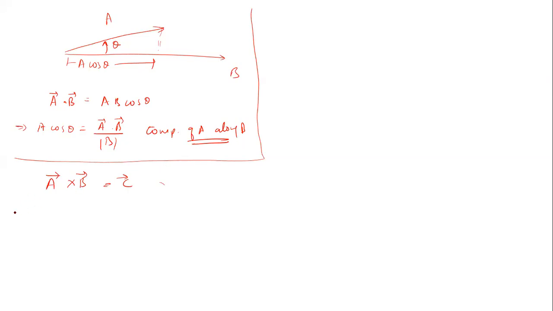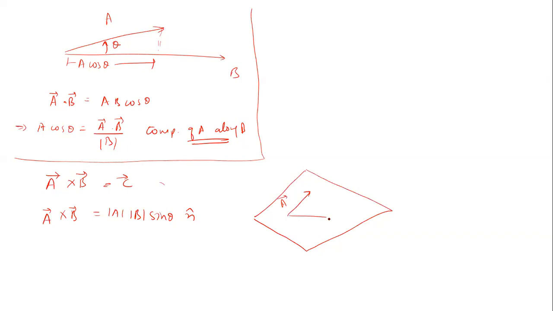So how to find the cross product? First of all, the value of cross product: a cross b must be equal to mod A, mod B, sine theta n cap. n cap is the direction of A cross B. So how to find the direction? Assume this is a plane, and we have two vectors, A vector and B vector. The angle between them is theta.